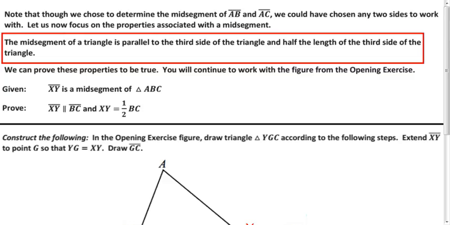So first, we want to prove this property of a midsegment. It has two properties that are important. It's parallel to the third side of the triangle, the side it doesn't touch, and it's also half the length of that opposite side. And to do the proof, we're going to rely on properties of parallelograms.